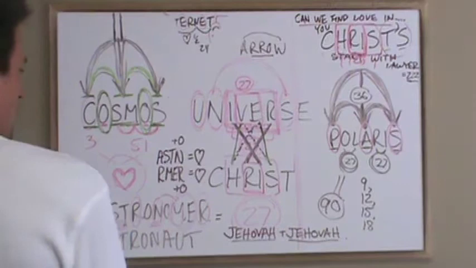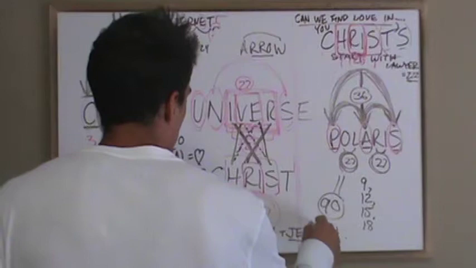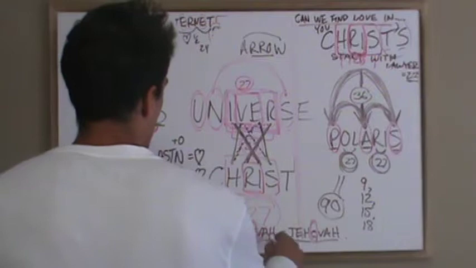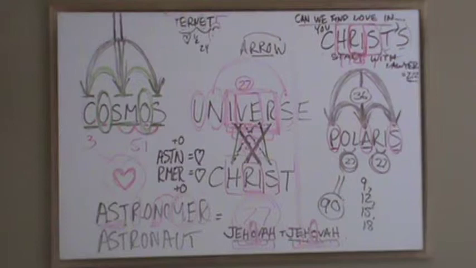Because remember, the only letter in Jehovah that divides by three is the O at dead center, and then every pair of letters moving out makes a multiple of three to add to love perfectly. Okay? So, Jehovah equals O plus love in the most dramatic fashion possible, and we just found that in astronomer.